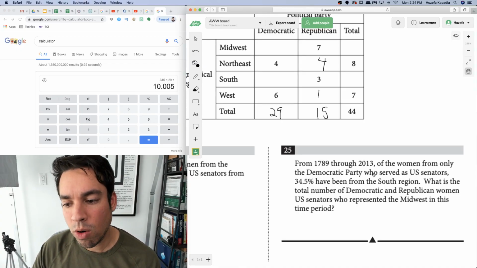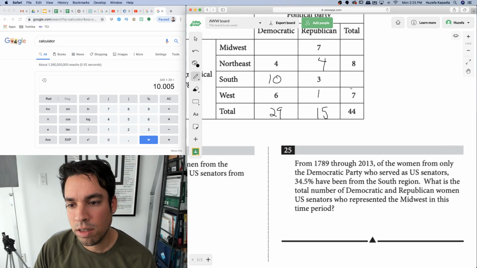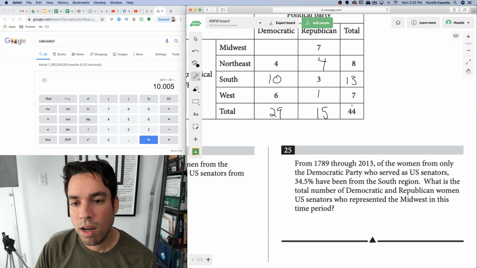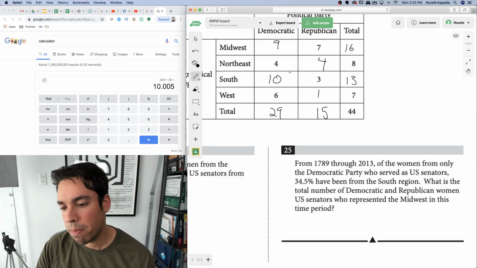Of the women from only the Democratic Party who served as U.S. senators, I'm just going to go with it. It's close enough to 10. Let's just say this is 10. This is 13. And then this is 20. This is 9. And this is 16.